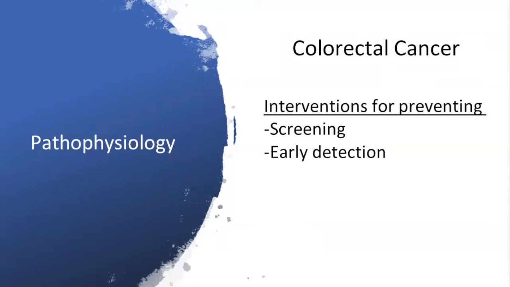With colorectal cancer, some interventions are for preventing it. Since the risk is higher for anybody over 50, everyone that's over the age of 50 is recommended to be screened. Early detection is very important because if the tumor is detected when it is only involved in the mucosa, then there's a possible 100% chance of survival. Though if it has metastasized, then the survival rate drops to less than 20%.